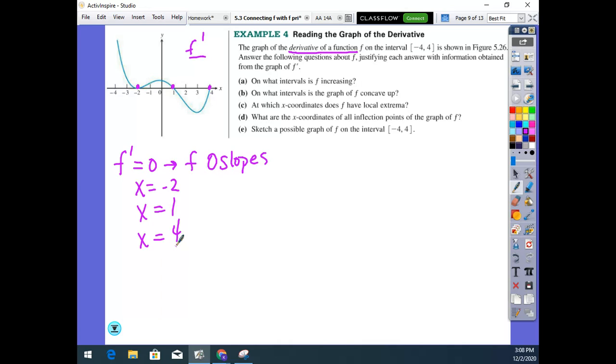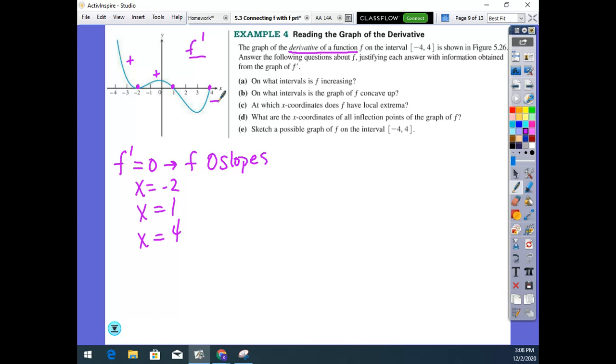Second of all, this is where f prime is positive, and below the x-axis, this is where f prime is negative. All right, so let's maybe break this up and look at all the different intervals that we have.